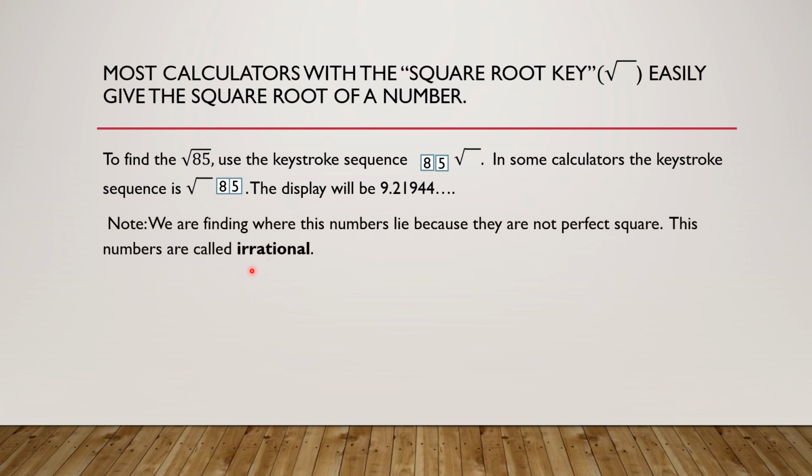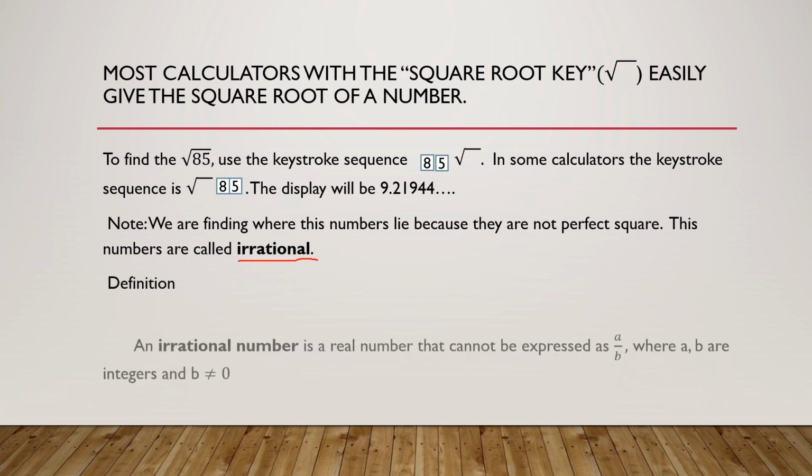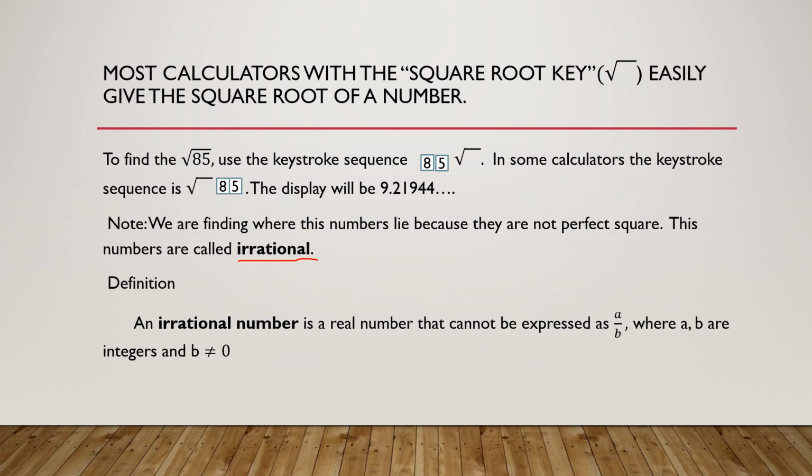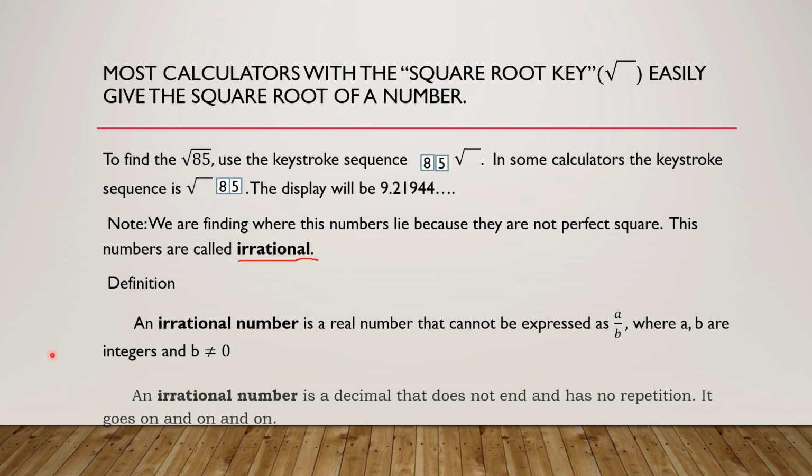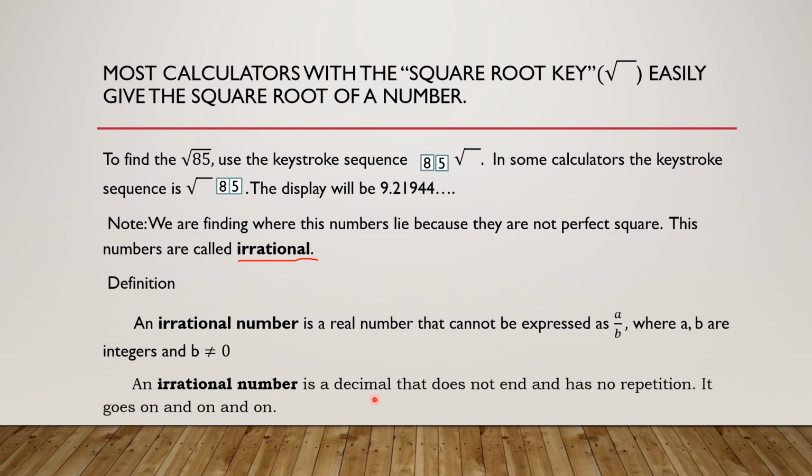Note we are finding where these numbers lie because they are not perfect squares. These numbers are called irrational numbers. By definition, a rational number is a real number that can be expressed as A over B, where A and B are integers and B is not equal to 0. An irrational number is a decimal that does not end and has no repetition. It goes on and on and on.